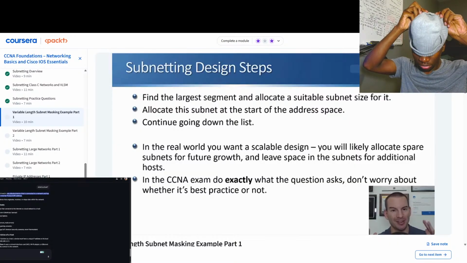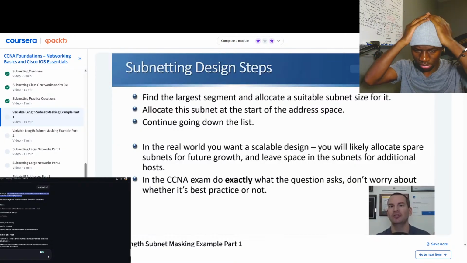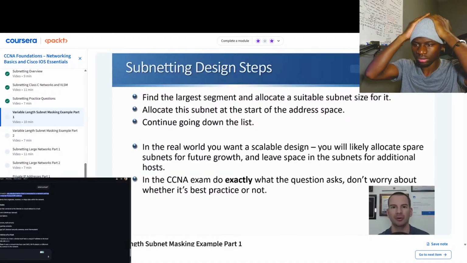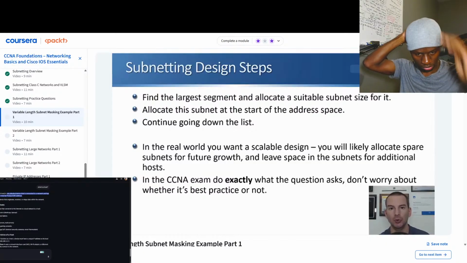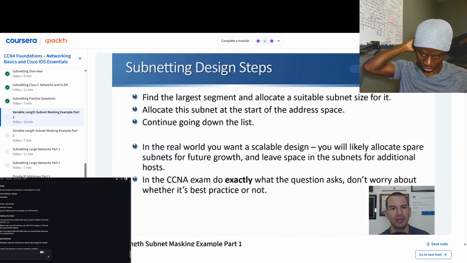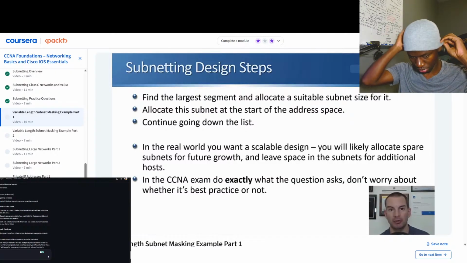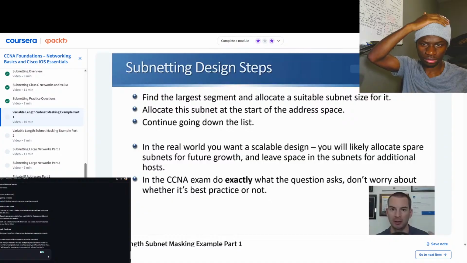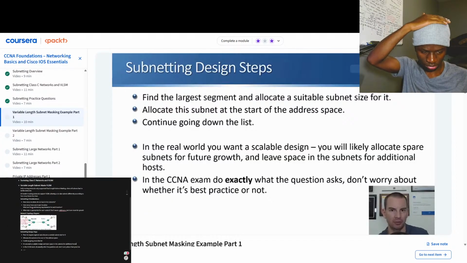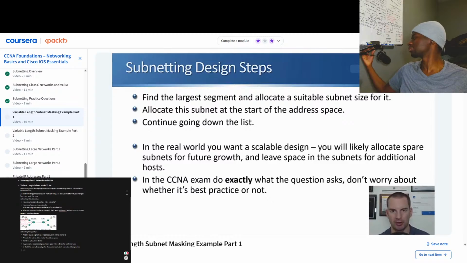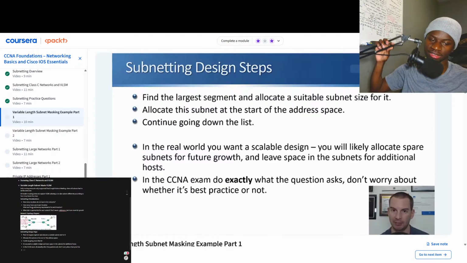Don't do that in the CCNA exam. Okay, do not think about, oh, this is what I would do in the real world, this would be best practice. Do exactly what the exam question tells you to do, even if you think that would be a stupid thing to do. Okay, don't overthink things. Don't think, oh, well, it would be better to do it this way. Do exactly black and white what the question asks you to do, and then you're going to get the question right.